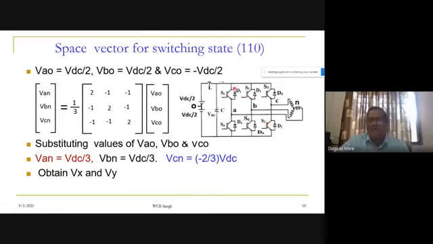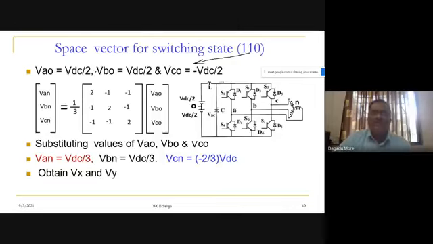And then what is the value of VAO here? VAO is plus VDC by 2. Similarly, what is VBO? Plus VDC by 2, as the upper switch is on. And the lower switch is on in the third leg, so VCO will be minus VDC by 2. For this switching state, these are the values. Is it right?